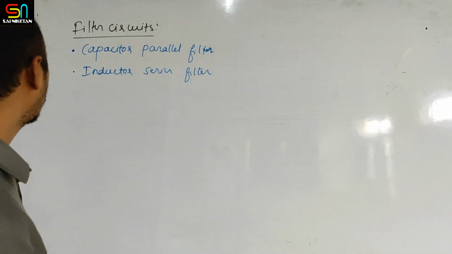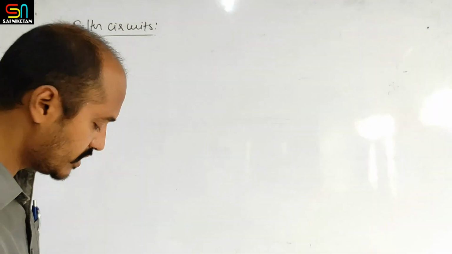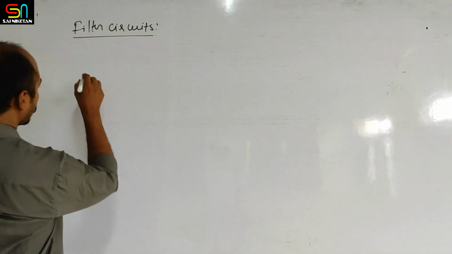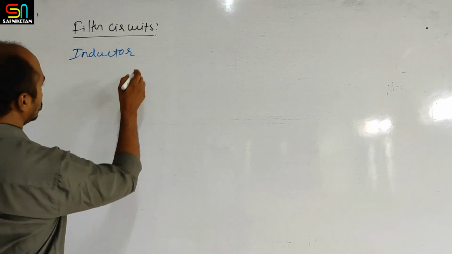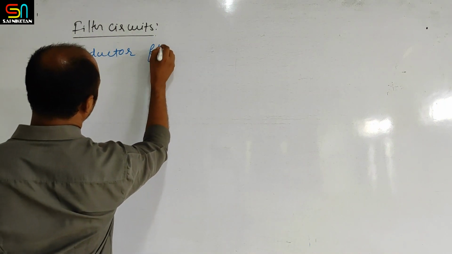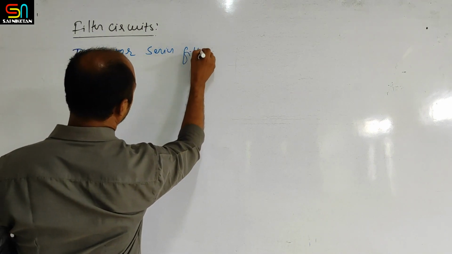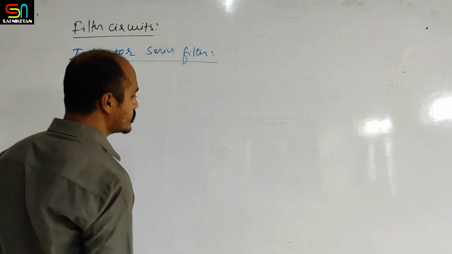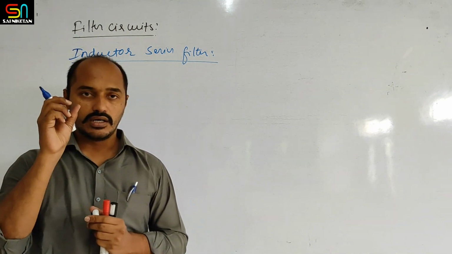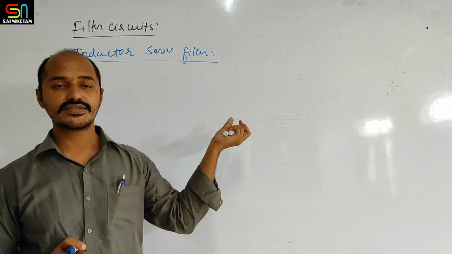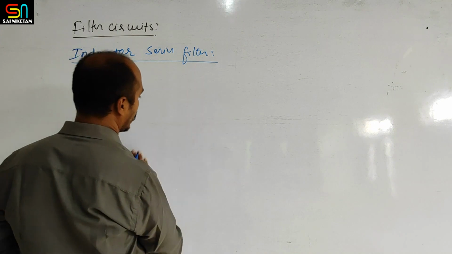So first we shall see the inductor series filter. Very simple, and very interesting how it works. So first we will see the inductor series filter. It includes the rectifier. Along with that, it includes an inductor, which is connected in series with the load resistance. So we shall see the connections.